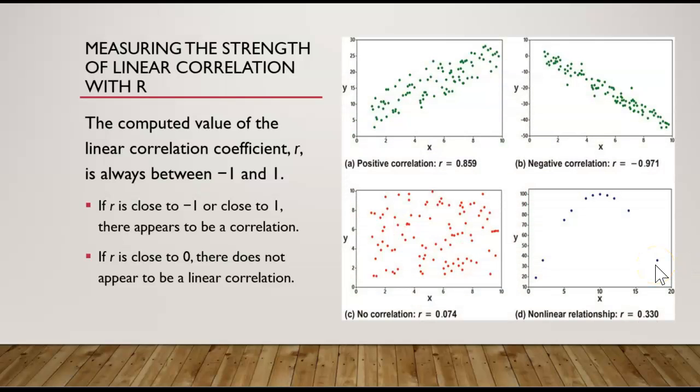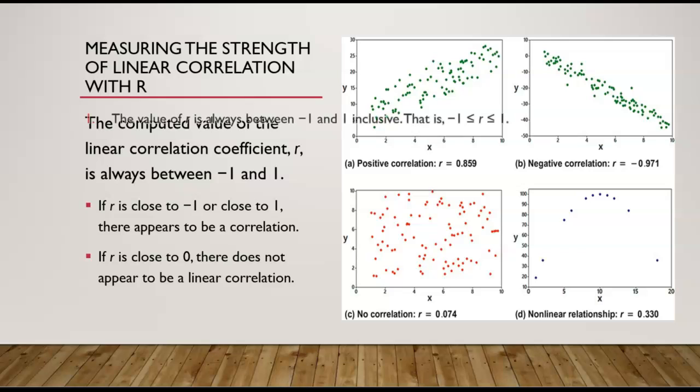Remember the graphs from the beginning of the video? The first graph represents positive correlation because the line has a positive slope. The y values increase as x values increase. And the second graph has negative correlation, negative slope. The y values decrease as x values increase. The third graph has no correlation, and the last graph has some correlation but not linear.